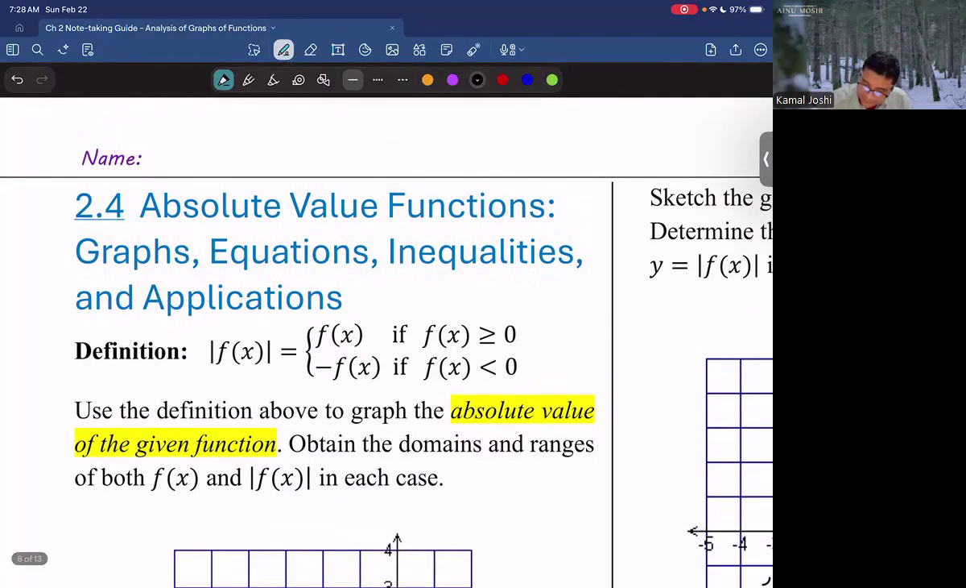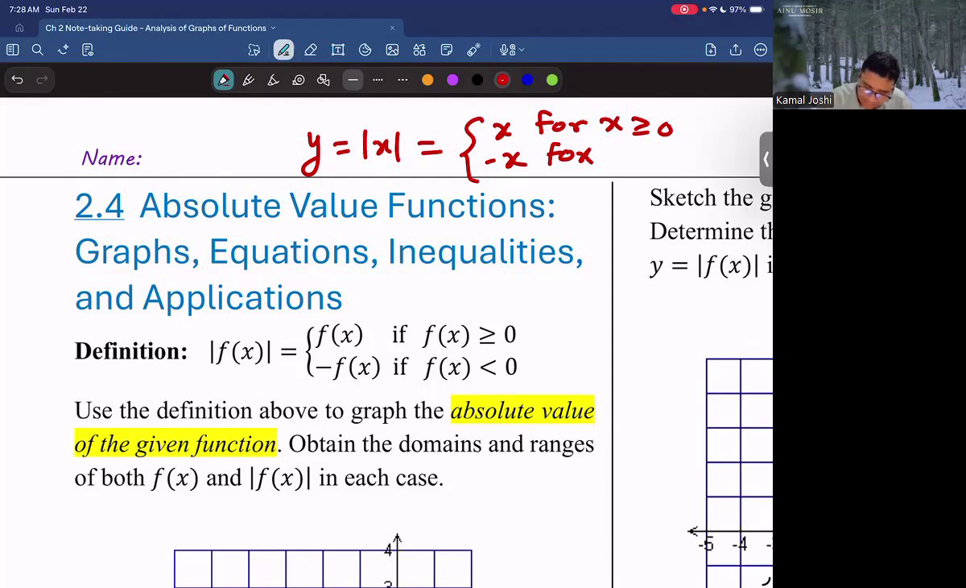For your quick recollection, the definition of the absolute value function also has a piecewise definition. It is x for x greater than or equal to 0 and negative x for x less than 0, because if x is already negative, you want to make the negative of the negative and make it positive, right? So minus x for x less than 0.